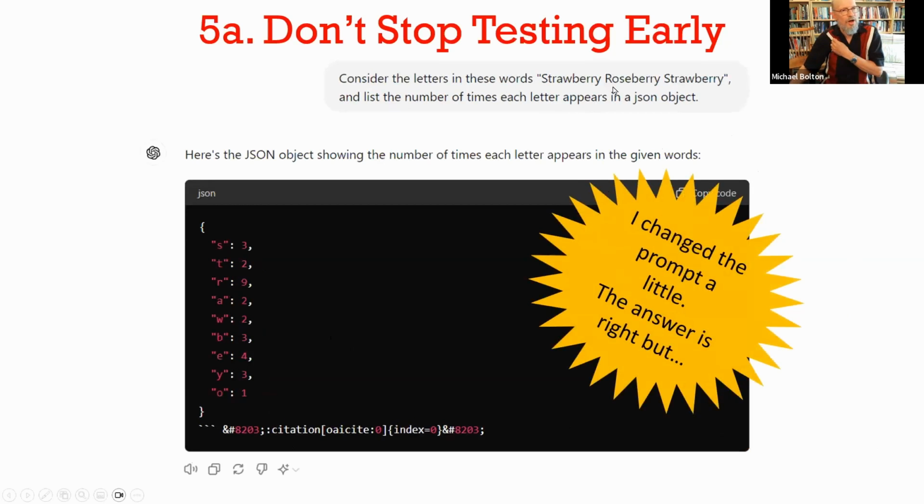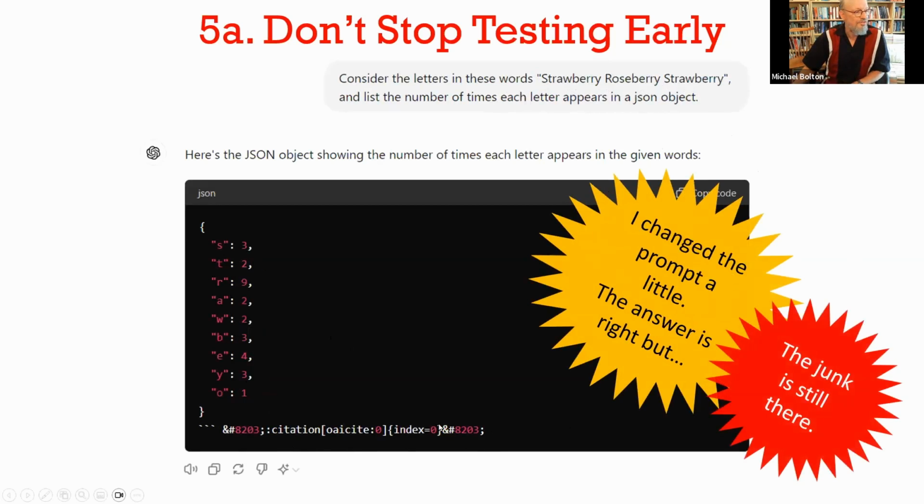Then I changed the prompt a little bit because Wayne Roseberry, my friend, was on the thread. And I thought, well, let's see what happens if we change a roseberry to a strawberry. Change the prompt just a little bit. And the answer is still right. But there's still the garbage at the bottom. What's going on with that?